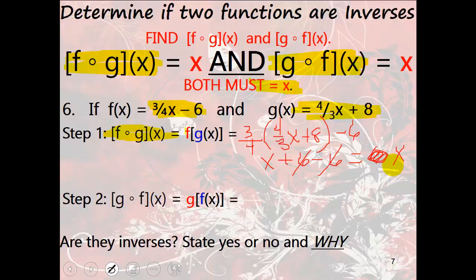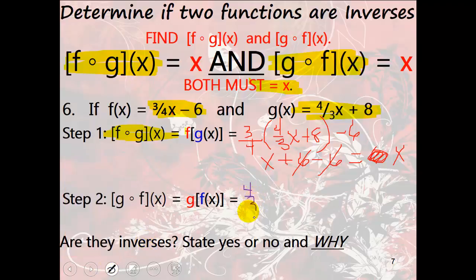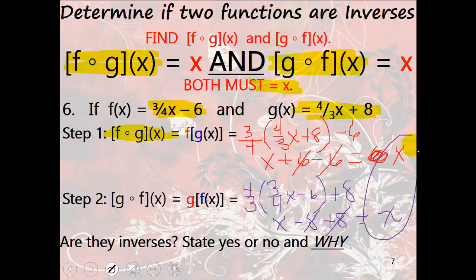Then I'm going to do g of f of x. So I'm going to plug f into g. So I'm going to start with 4/3, and I'm going to plug in f: 3/4 x minus 6 plus 8. When I distribute this, I get x minus 8 plus 8. The 8's cancel, and that simplifies to x.